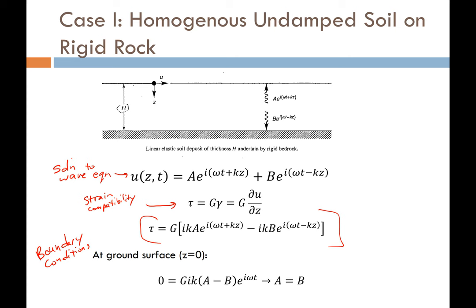So at the ground surface, at depth equals zero, we know that the stress is going to equal zero. And if the stress is going to equal zero, that means then that A has to equal B. So if A equals B, then we can just swap that out for A and simplify the equation. And by doing that, we end up with this equation right here.